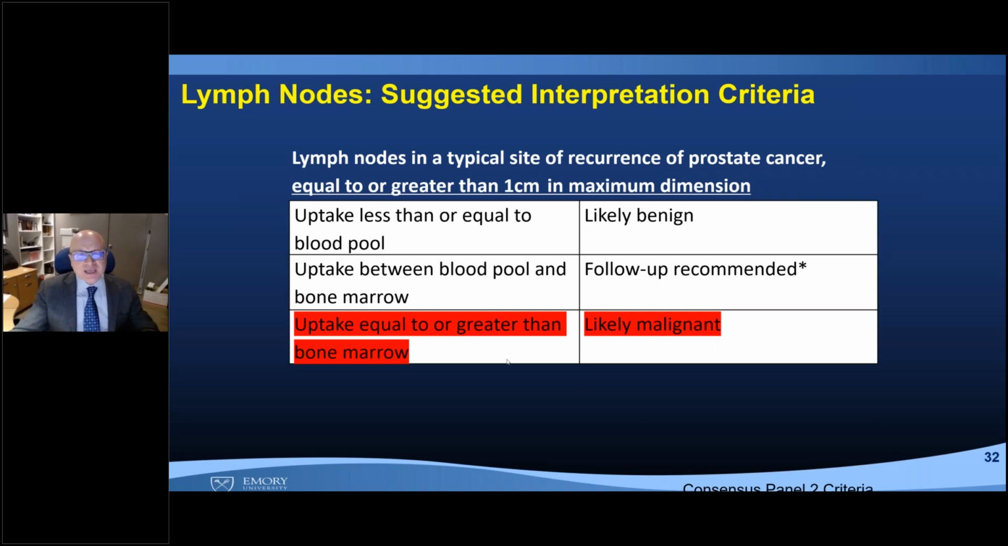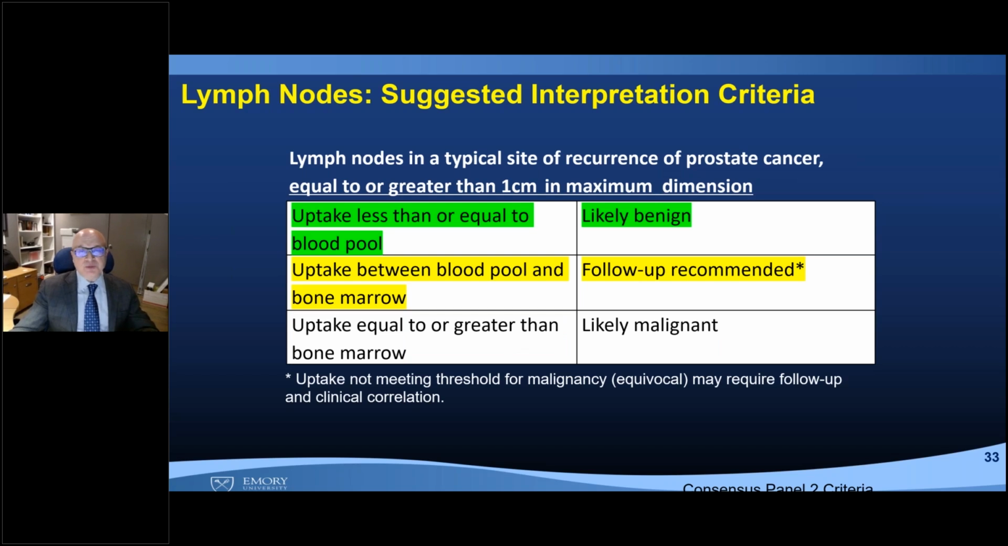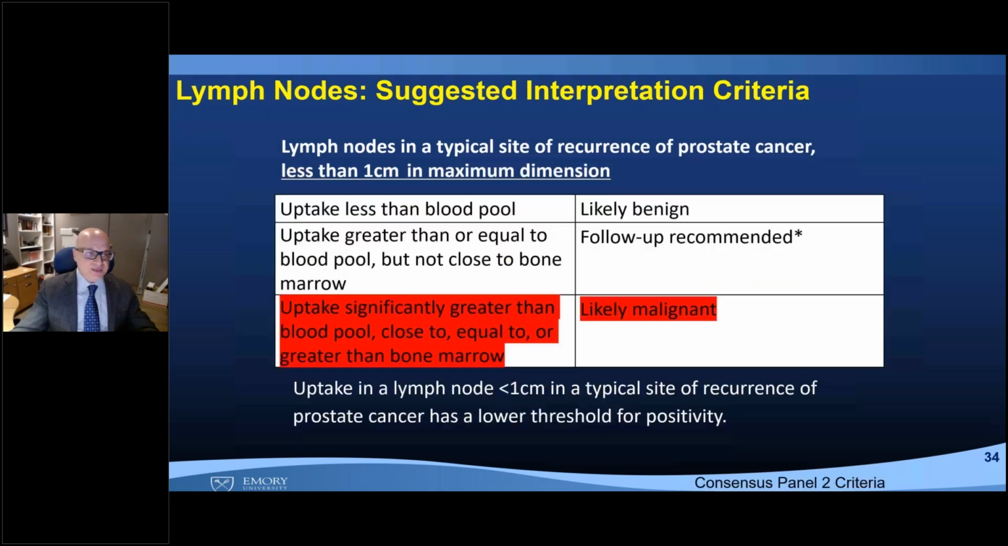So if it's uptake equal to or greater than bone marrow, it's likely malignant. Less than or equal to blood pool is likely benign, and if it's in that in-between place, we would say it's equivocal or follow-up is recommended.